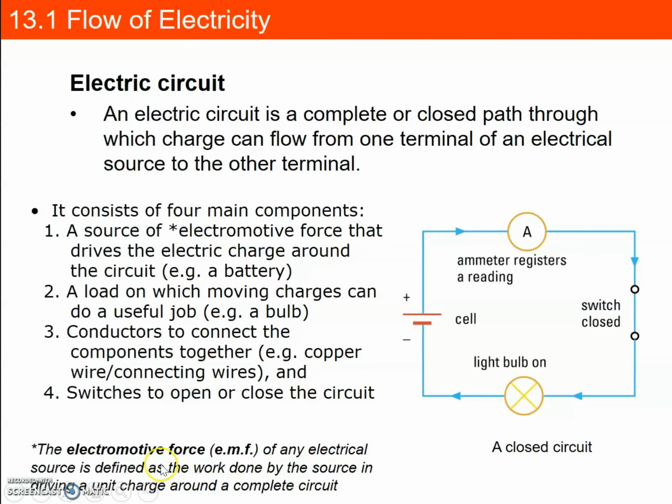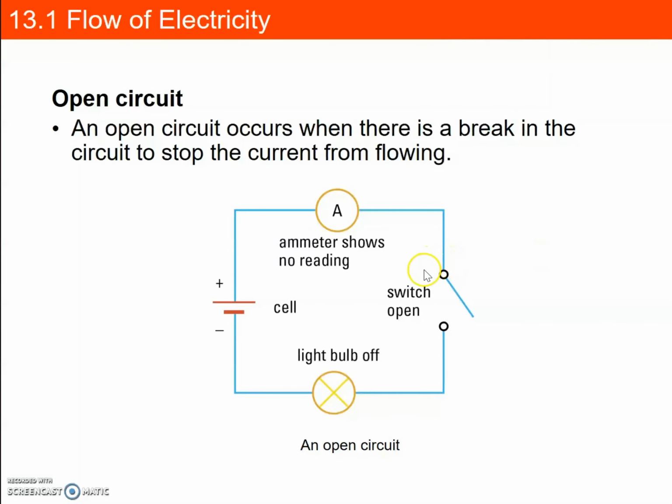Okay, so electromotive force or EMF of an electrical source is actually defined as the work done by the source in driving a unit charge around a complete circuit. Okay, now in the electric circuit, when the switch is open, then there is a break in the circuit, and you find that the current is not able to flow through in the circuit. We say that you have an open circuit, and this occurs when there is a break in the circuit to stop the current from flowing through.